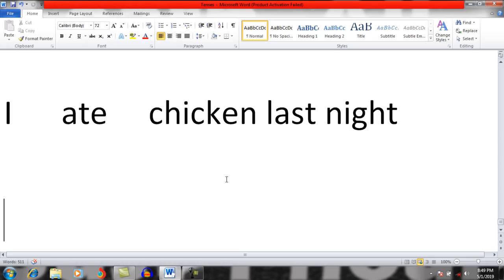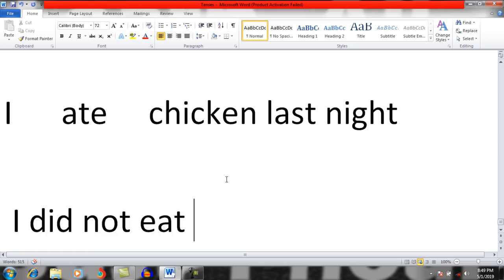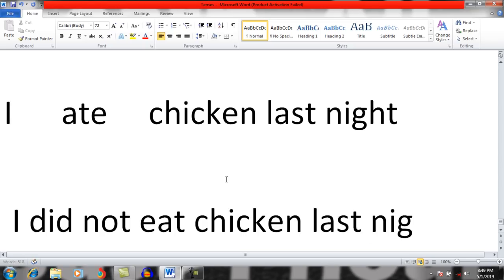There is only one point which you have to keep in mind: whenever we want to make a negative, we have to put here did instead of do, as we use in present simple. So I'll make the negative like this: I did not eat, meaning I just changed ate to eat. Why? Because we cannot put two second forms of the verb in one sentence. That's why I changed ate into eat. I did not eat chicken last night.